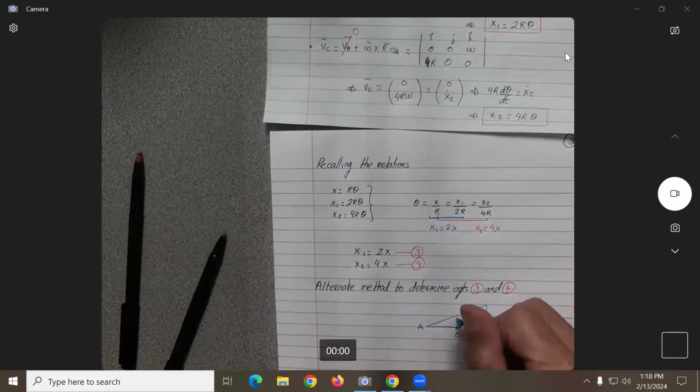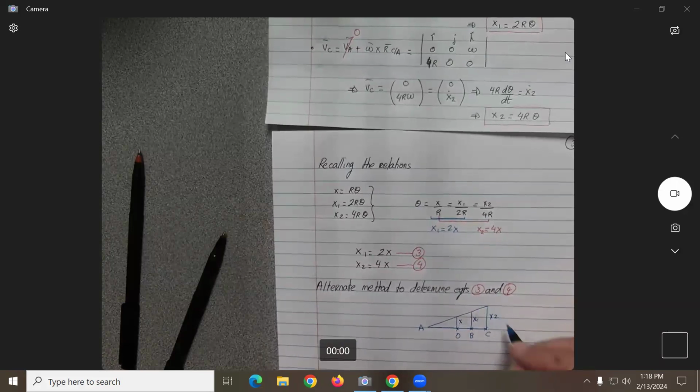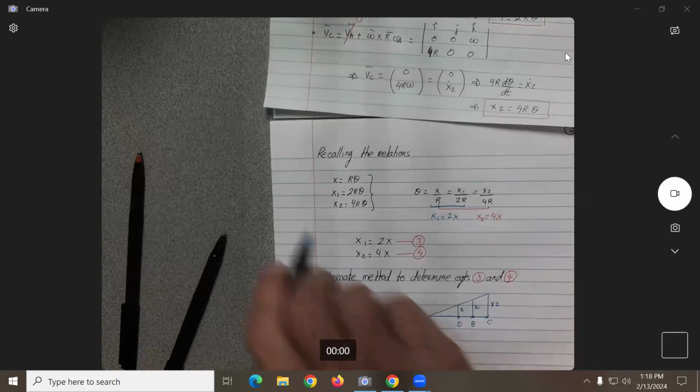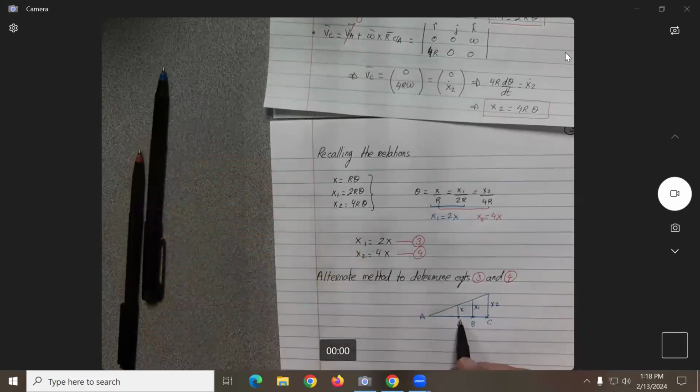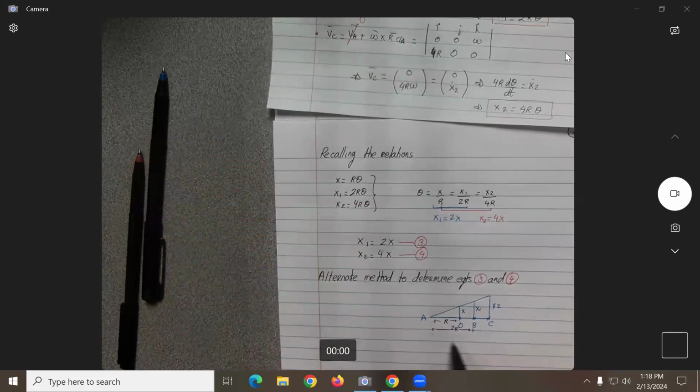Yeah, so what would this be? This will be X, this will be X1, this will be X2, no? Now, what would be those distances over here? You need to be careful with this one, but this will be what? From A to O, what do we say it was? R, no? So this one is R, what would be the other one? I think this one should be 2R, no? And then what should be the last one? 4R.